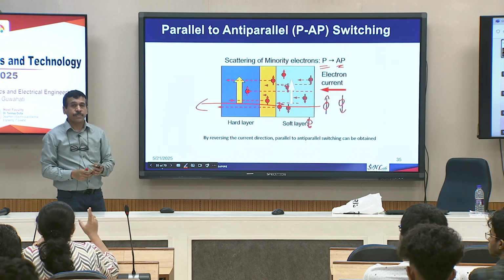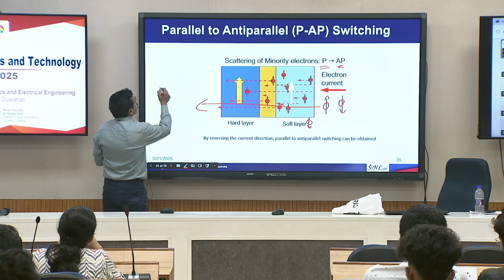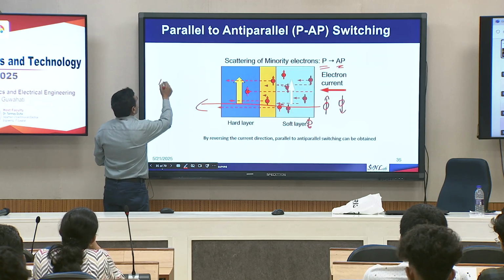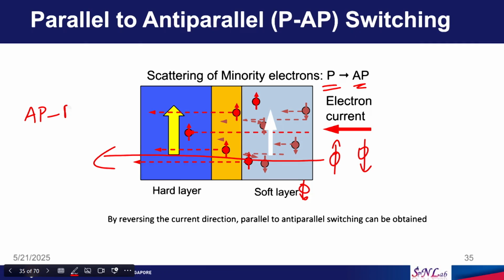In the first kind of switching, switching is because of electrons which get passed through. In this kind, it is because of electrons which get accumulated. Yeah, accumulated. Yes. But they are minority, right? A lot of current may be needed for this. Yeah. So usually AP to P needs less current compared to parallel to anti-parallel, which needs slightly more current. Yes.